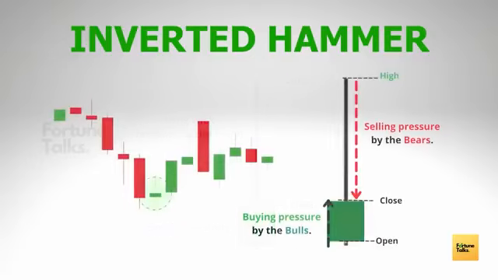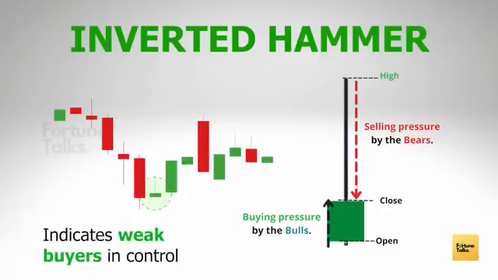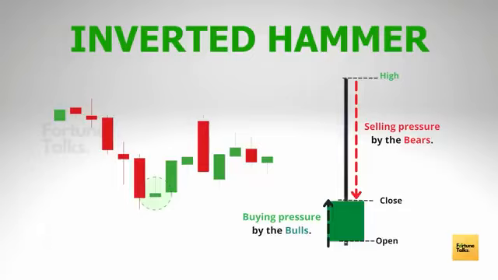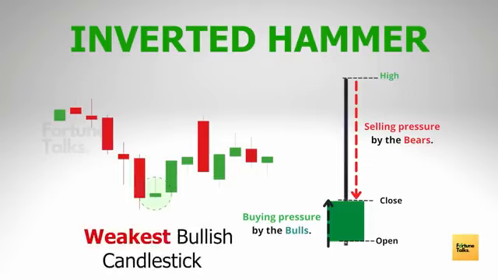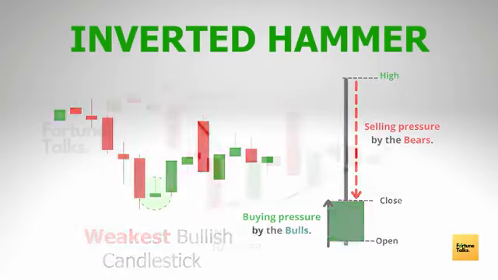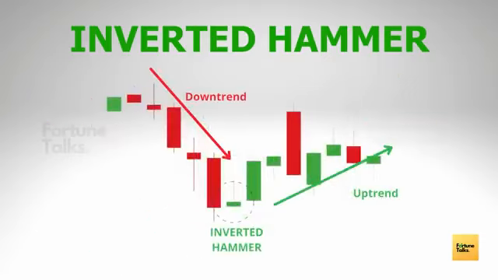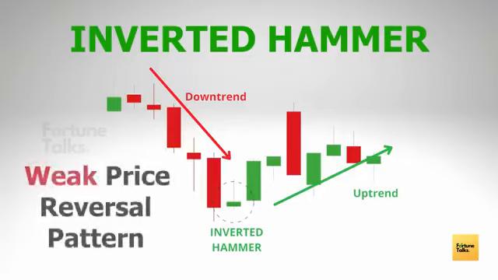The long wick suggests that the bulls tried to take the price higher, but there was a big selling pressure by the bears. So it indicates that the weak buyers are in control of the market, and there can be a shift in the sentiment. So we can say that even though a green candle was formed, the sellers are actually in control of the market. The inverted hammer is generally accepted as a price reversal candlestick pattern, just like the hammer, where the trend shifts from a downtrend to an uptrend.